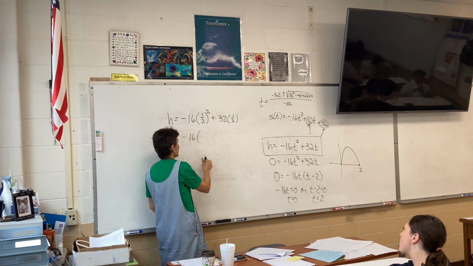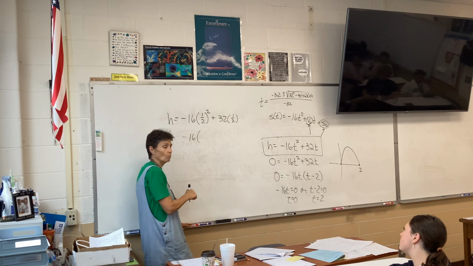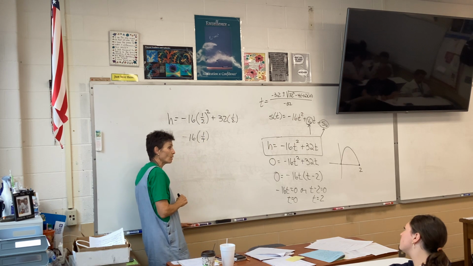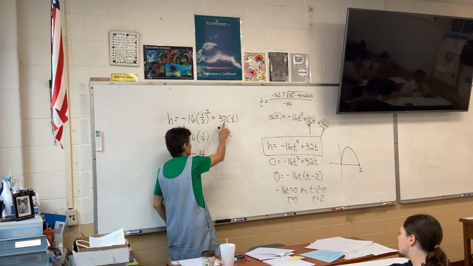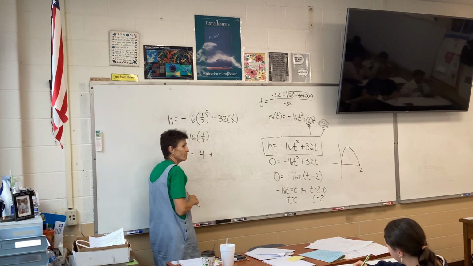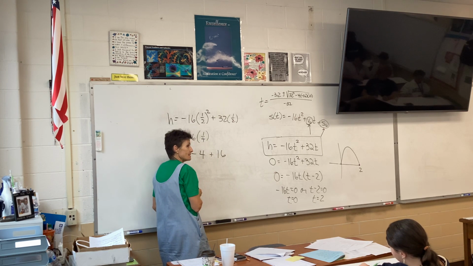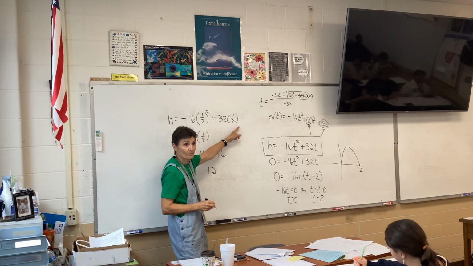I'm gonna go ahead and do it in my head. Miss Ford, how can you do that in your head? Well, what's 1/2 times 1/2? 1/4. What's 16 times 1/4? 4, but it'll be negative. What's 32 times 1/2? 16. What's -4 plus 16? 12. So those of you that type this into your calculator better get 12.